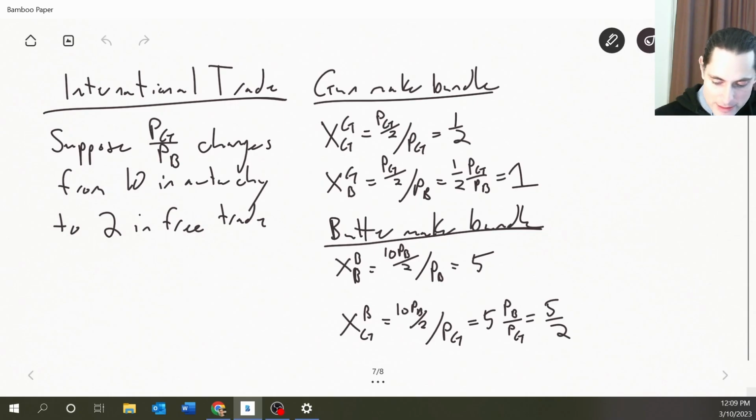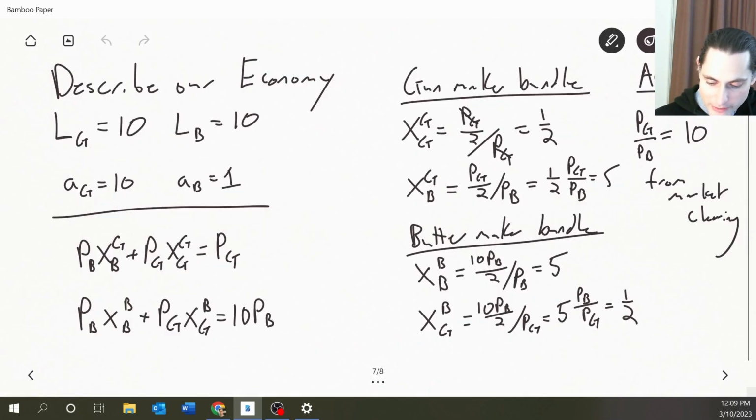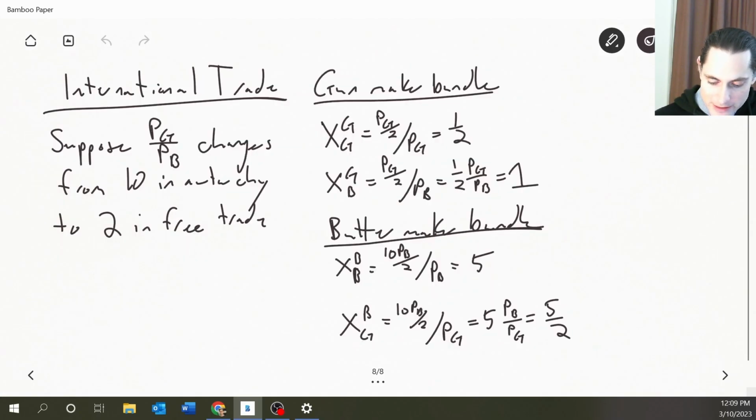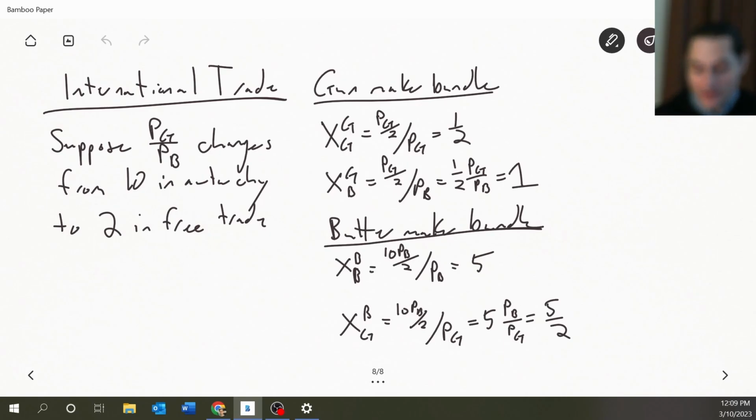Let's compare that. Previously the butter maker got 5 units of butter and 1/2 units of guns. Now the butter maker gets 5 units of butter and 5/2 units of guns. They used to have 1/2 units of guns. Now they increased the number of guns they got by 5/2, that's 2.5, so by 2, right? They got 2 extra units of guns.